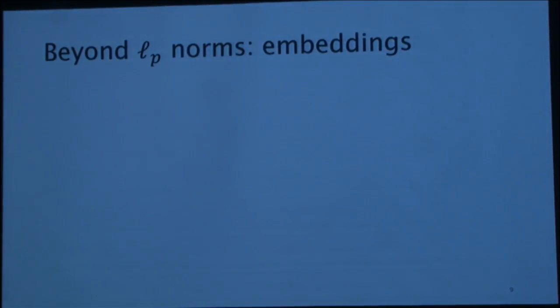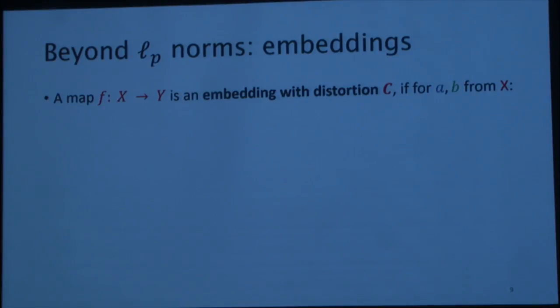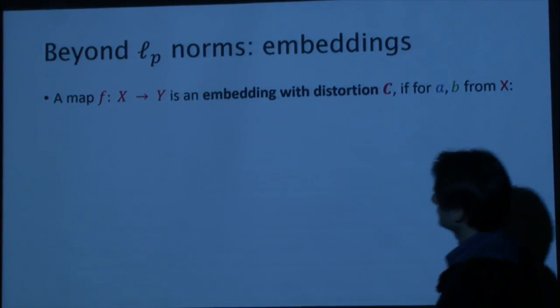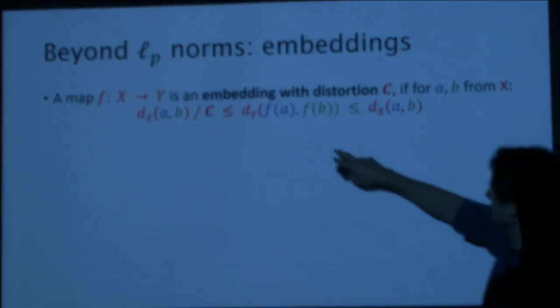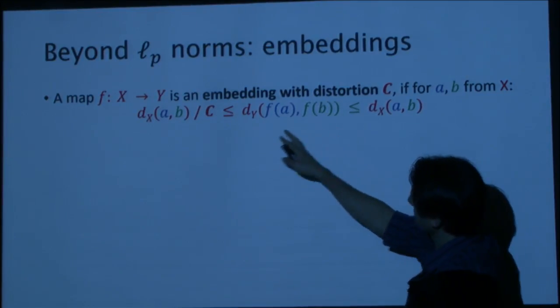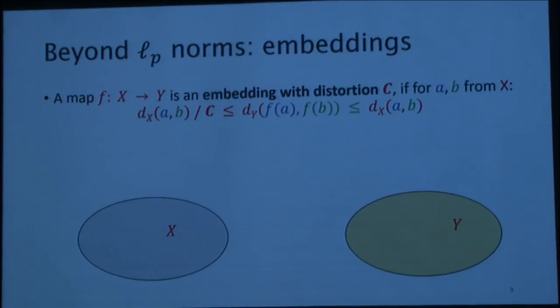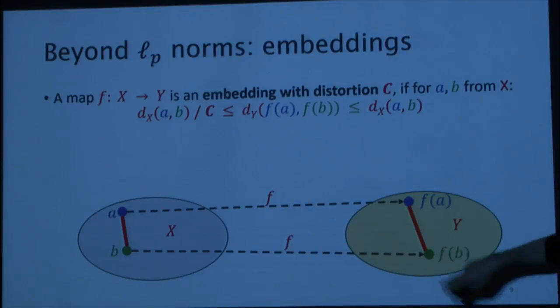So how else can we obtain sketches with constant sketch size and constant approximation? A classic way to do this for other norms or metrics is to do an embedding. In particular, think about this as just a reduction to the cases that we know. Formally, an embedding from metric space X to metric space Y has distortion C if for any A and B from the pre-image, the distance is distorted by at most a factor of C. Pictorially, it's a function from X to Y such that for any pair A and B, this distance is distorted by at most a factor of C.